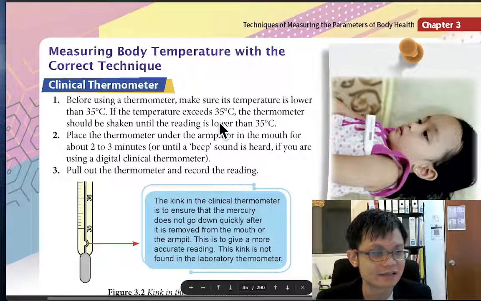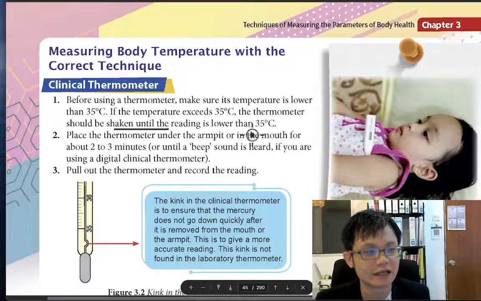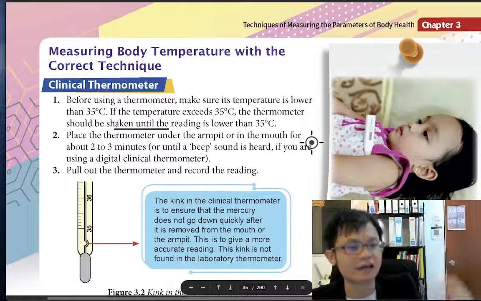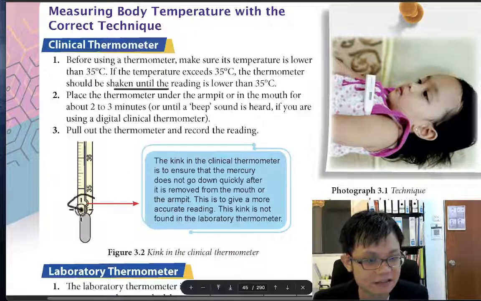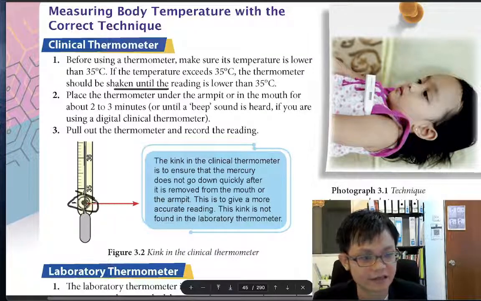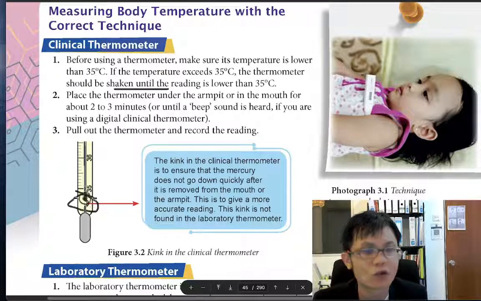If the temperature exceeds 35 Celsius, the thermometer should be shaken until the reading is low. So you just shake it to make it low a bit. And here, sometimes you can see it's not straight. It is like that. Why is it?